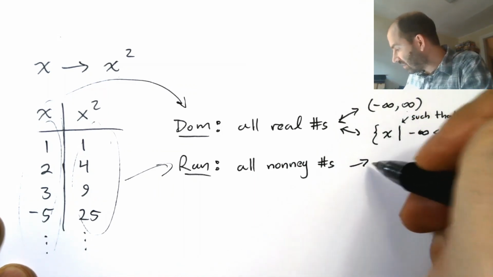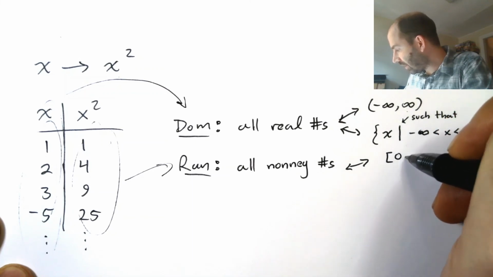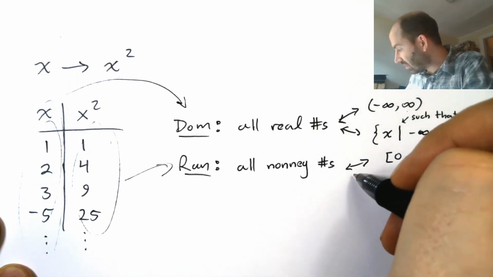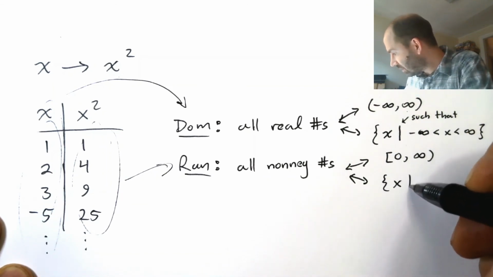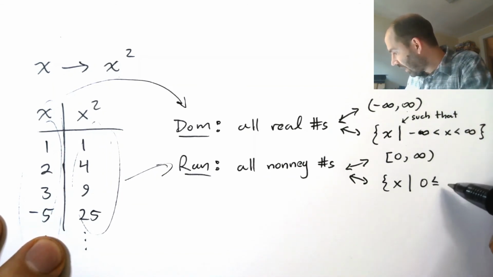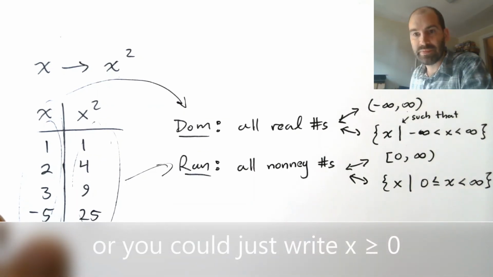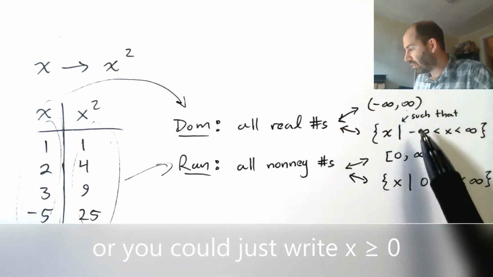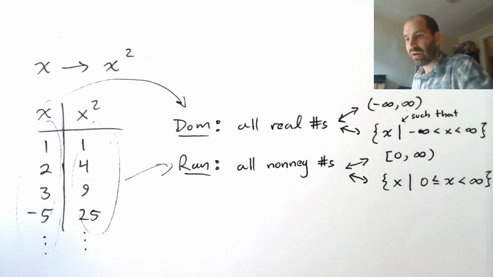Now, how could I write that as an interval? Well, all non-negative numbers go from 0 to infinity. Could include 0, so I'm using a square bracket. Or using set builder notation, I would write the set of all x such that x is between 0 and infinity. So here we have our domain and our range, and we've written them three different ways. Okay? So that's the squaring function. That's how that one works.